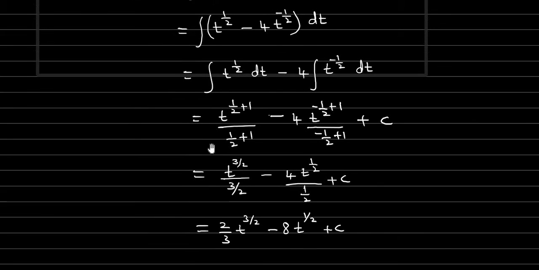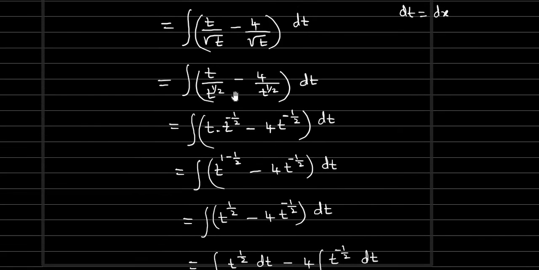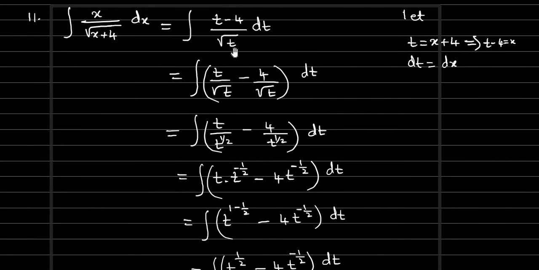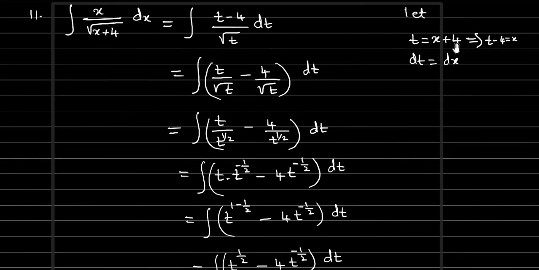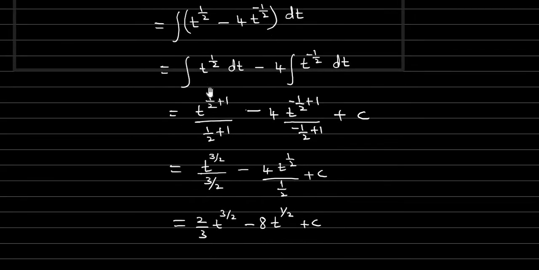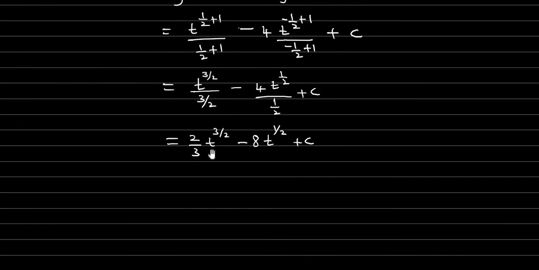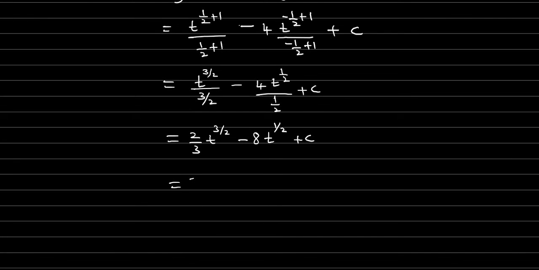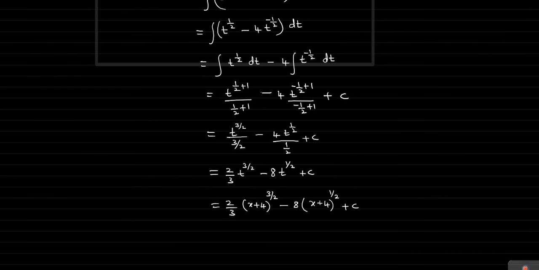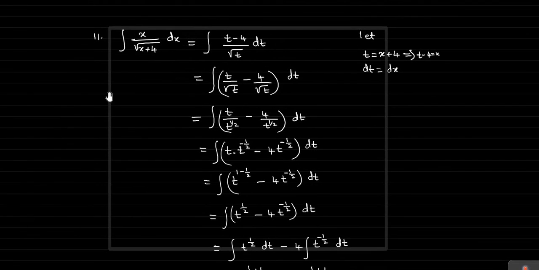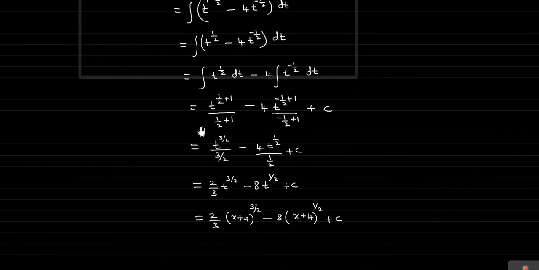For our convenience only we changed in terms of the t variable here, but the given question is in terms of x. So what is the t? T is x plus 4. So wherever we have t we need to write it as x plus 4. So 2 by 3 x plus 4 power 3 by 2 minus 8 x plus 4 power 1 by 2 plus c. So that's all for the 11th sum. Now we can move on to the 12th sum.